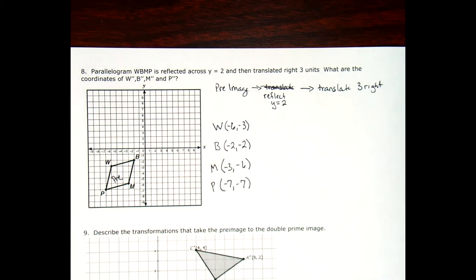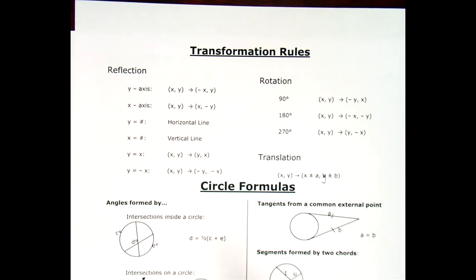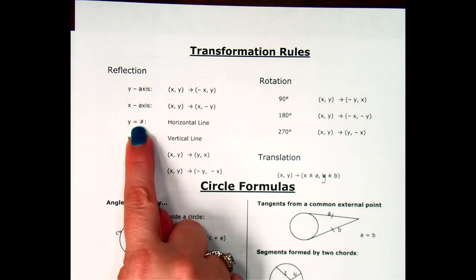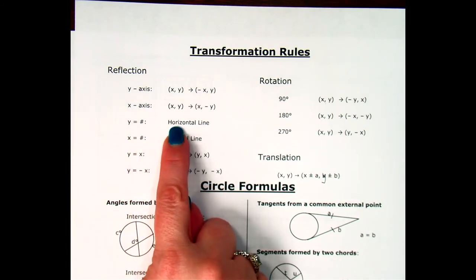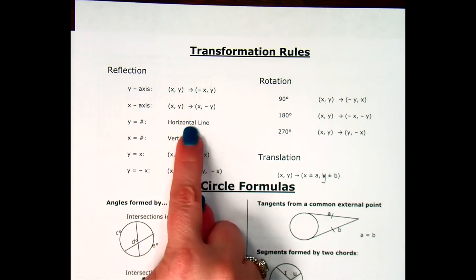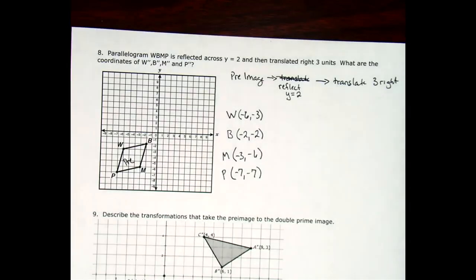The first thing I'm going to do is reflect across the line y equals 2. Y equals a number. If I look at my formula chart, I see reflection, y equals 2 isn't an option, but I do have y equals a number. So I know that's going to graph as a horizontal line, which means I don't have one of these fancy little rules. I just have to really do this one by hand. So I have to graph that horizontal line, and then every point has to reflect to the other side of it.